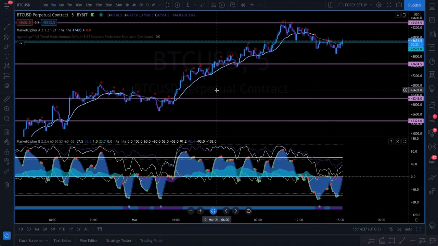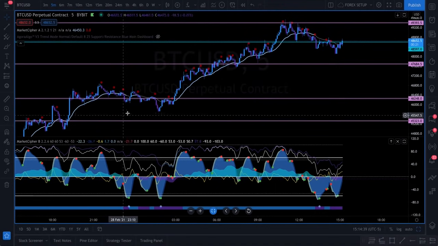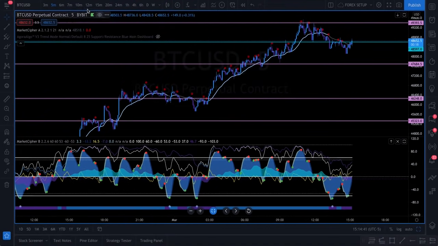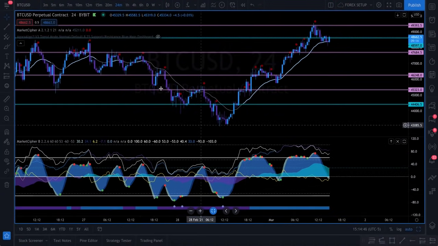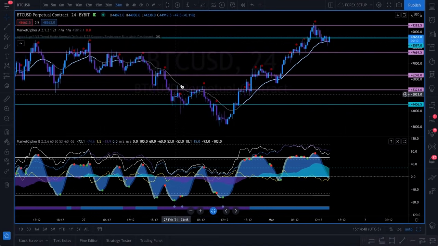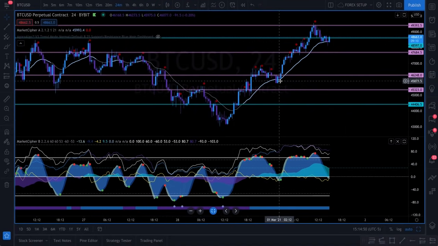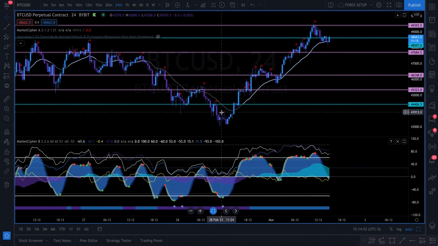Now notice something about this 21 EMA, guys. It actually changes color. And if I go to a higher time frame, I'll be able to highlight this better. But notice how it changes color. If we are in a downtrend, the EMA is gray. If we are in an uptrend, the EMA is white. Now this is a feature of Market Cipher which you can use as another elevating or deprecating factor.